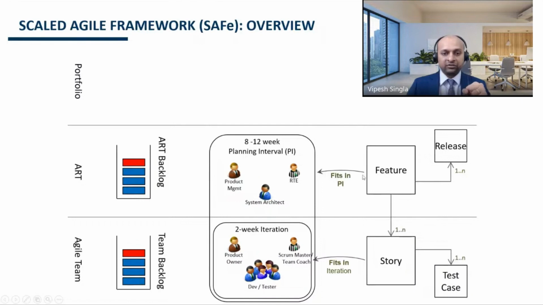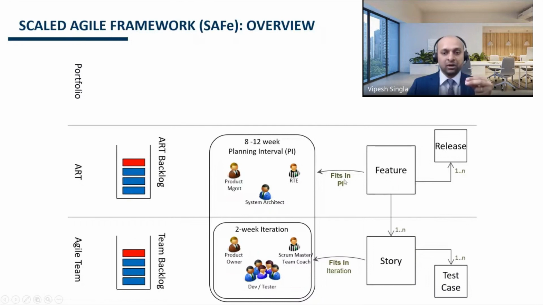So a feature should fit in a PI. What it means is when you are writing a feature, the size of the feature should not be bigger than a planning interval. Let's assume that in your organization the planning interval is going to be 10 weeks. So each of your features should not take more than 10 weeks to deliver.